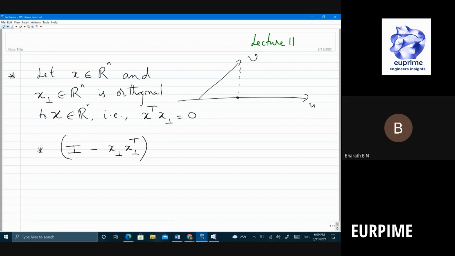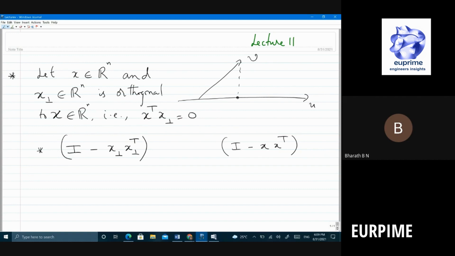See, this is an n cross n matrix, right? X perp is n cross 1, transpose is 1 cross n. So you get an n cross 1 times 1 cross n, an n cross n matrix, which is a rank 1 matrix. I take the identity matrix and subtract this rank 1 matrix. So what can you say about this kind of a matrix? And also, what can you say about this matrix? Let's see. There is some use to this, right? What can you say?